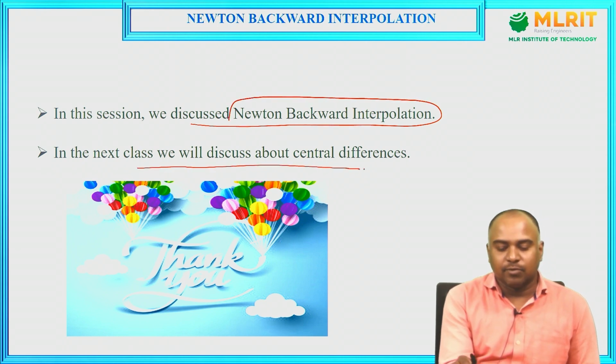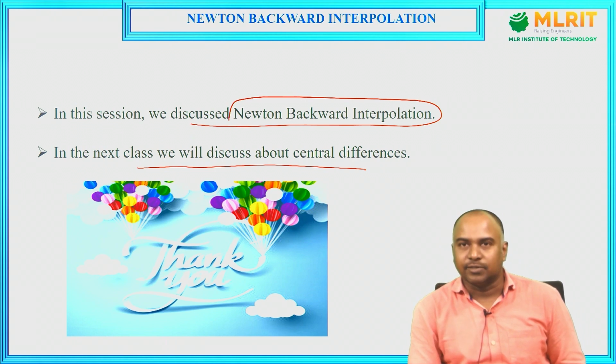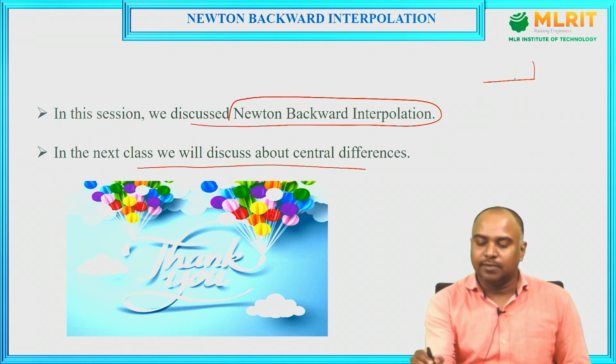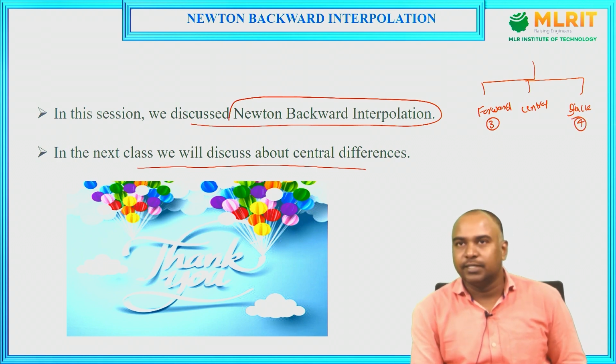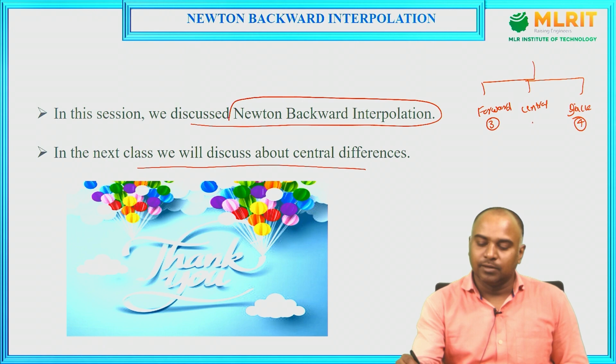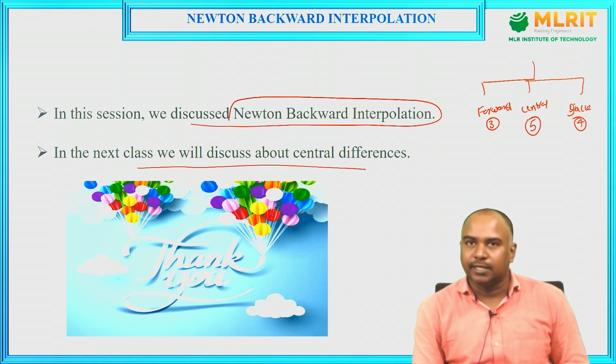In the next lecture we are going to discuss the central differences. As of now I said we have three kinds of differences: forward differences, the second one backward differences, and the third one central differences. Forward differences we discussed in lecture number 3, and backward differences we discussed in lecture number 4. In the next lecture we are going to discuss central differences.